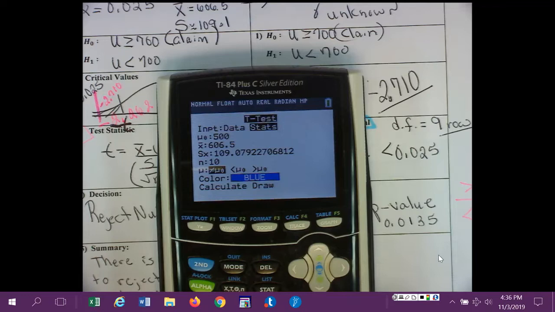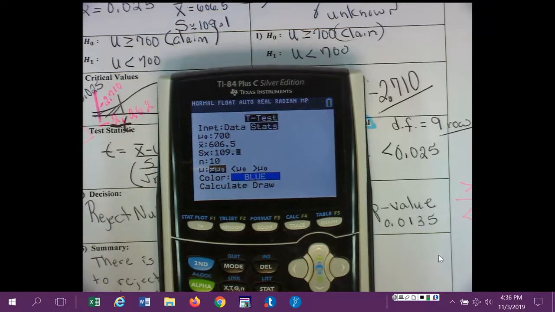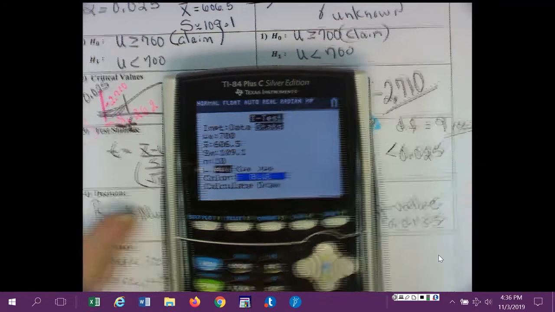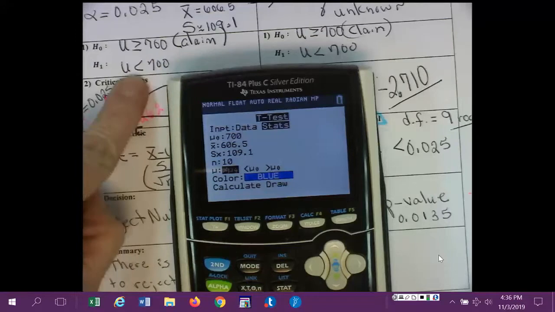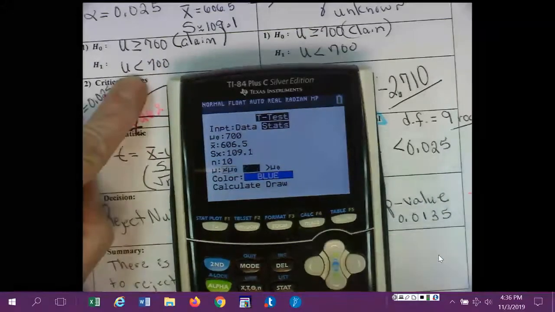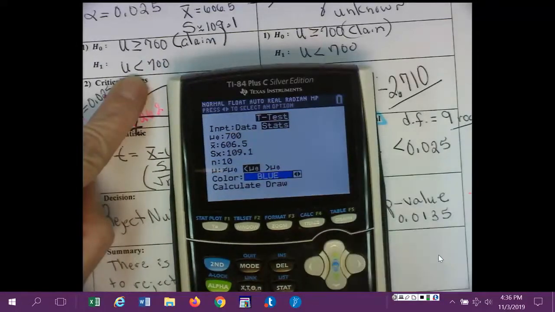The claim number in my setup is 700 feet. The average was 606.5, and I don't want to use the exact standard deviation. It's not going to match up with what I did by hand, so I have to round to the nearest tenth, and that's 109.1. Sample size was 10. And what was our alternative hypothesis? Was it not equal to? Was it less than? Oh, here it is. Less than, which indicates a left-tailed t-test. Enter in on that once you hover over it, enter, to lock it in as a left-tailed.